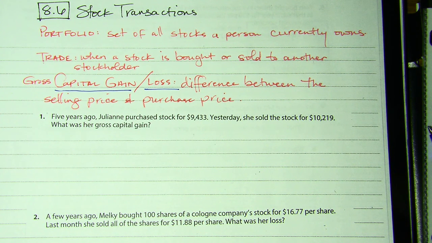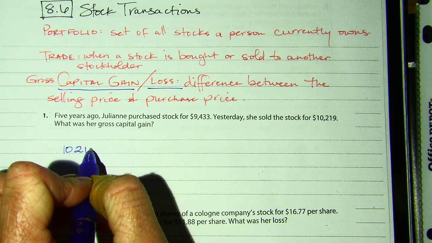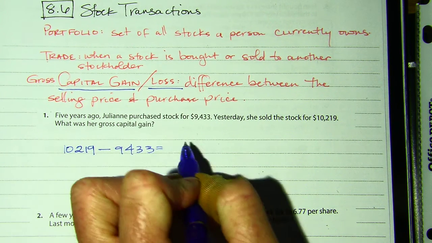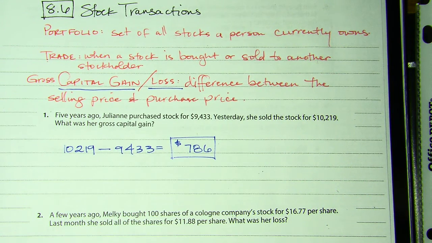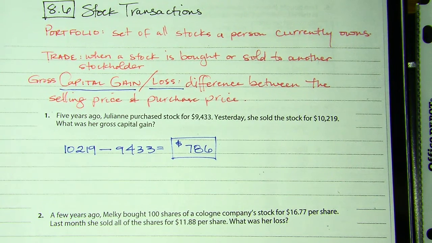So number one, 5 years ago, Julianne purchased stock for $94.33. Yesterday, she sold it for $10,219. What was her gross capital gain? So notice here she gained because she was able to sell it for more than she purchased it for. So you're simply going to subtract what she sold it for minus what she purchased it for, and you get her gross capital gain of $786. So that's money that she made on the stock. And that's it.